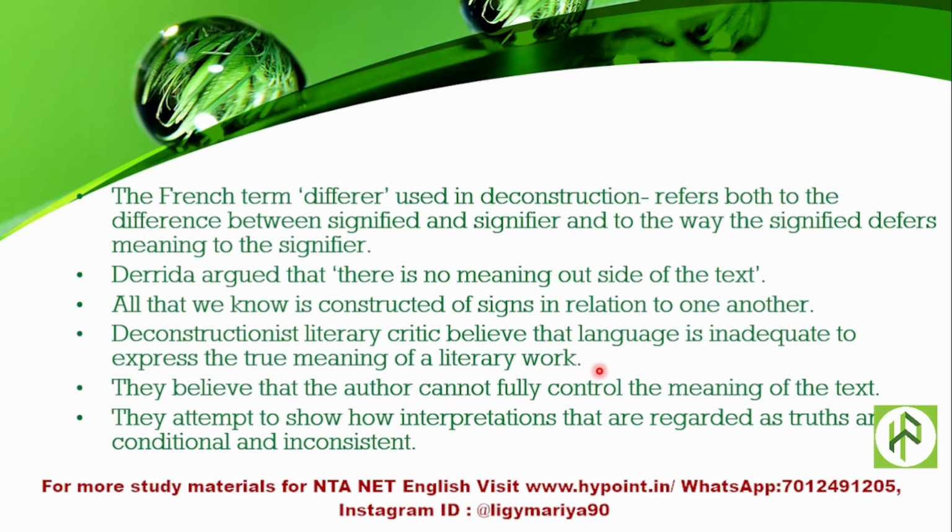Deconstructionist literary critics believe that the author cannot fully control the meaning of the text. Once the author has created the text, he has no control over the meaning produced by the text inside the mindset of the reader. They attempt to show how interpretations that are regarded as truths are conditional and inconsistent. The interpretations that we can arrive at are conditional. In a certain situation, you can arrive at a certain interpretation. In some other situation, the interpretation will vary. And it is also inconsistent.